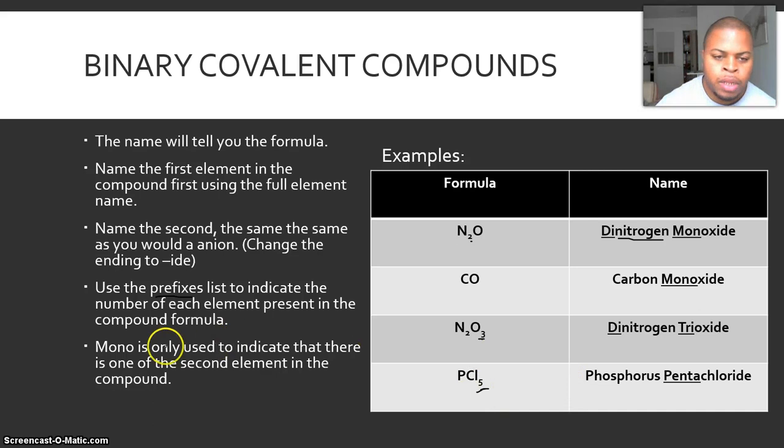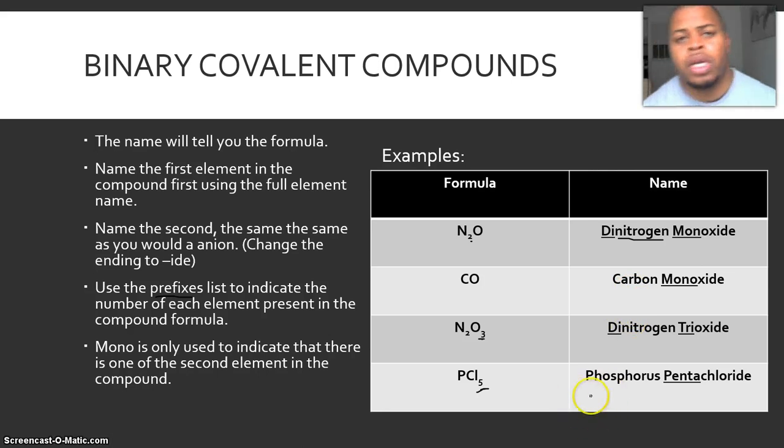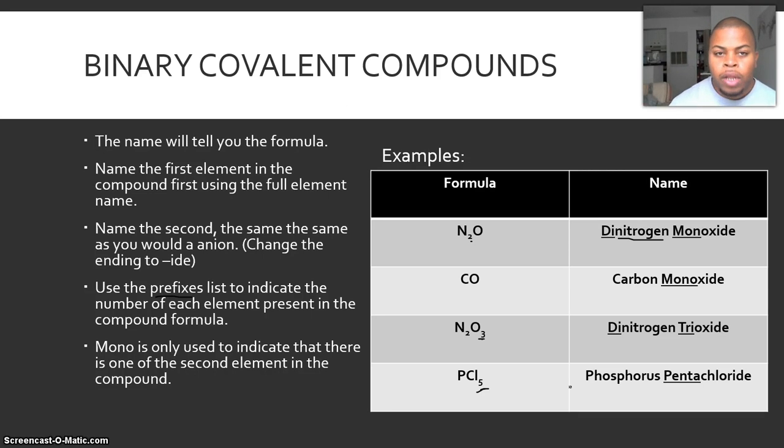Those types of ideas. Now, mono is only used to indicate that there is more than one of the second element. So if you look back at our example of carbon monoxide, you notice it's not monocarbon monoxide. It's just carbon monoxide. If there's more, as we have in these two examples, then we use the prefix to show that there is more than one. This is what we were looking at when we dealt with the law of multiple proportions. All of these will always go back to a whole number ratio, but we can talk about that more later.